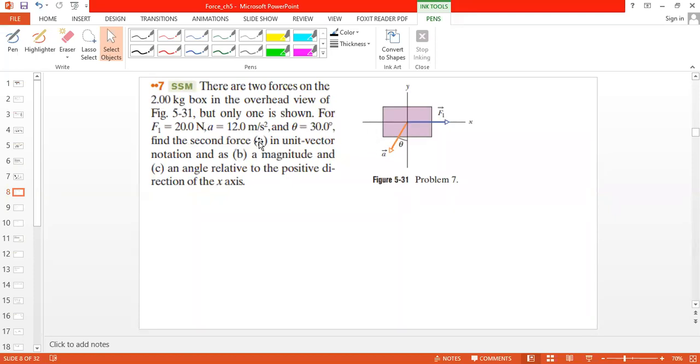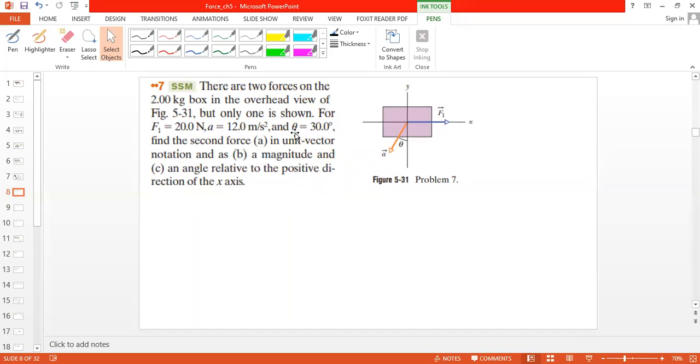Two forces are acting on it. One force is F1 equal to 20 Newton. It has an acceleration of 12 meter per second squared, and theta equal to 30 degree. So here theta equal to 30 degree, that means it makes 30 degree with the negative of the y-axis. Find the second force in unit vector notation, as a magnitude and angle relative to the positive direction of the x-axis.